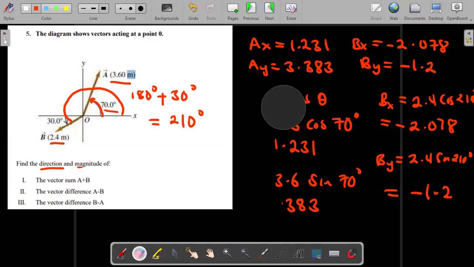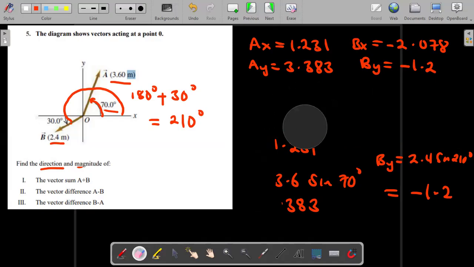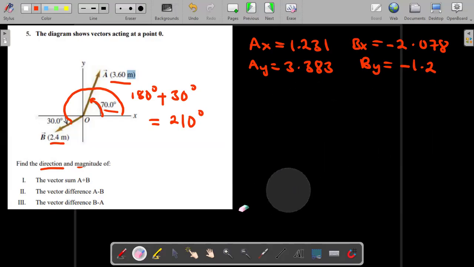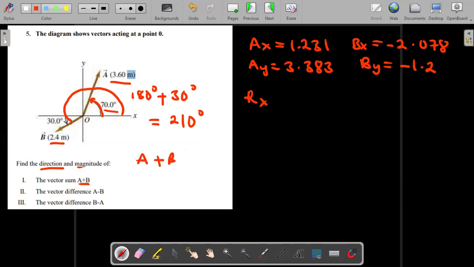So then let me erase this. When I erase this, what we need to find now are the resultants. So the resultant in the x, first of all. The resultant is going to follow exactly what is given here. What is given there is a plus b, which is what we are adding. So I'll add the components as they are. I'll add ax plus bx.